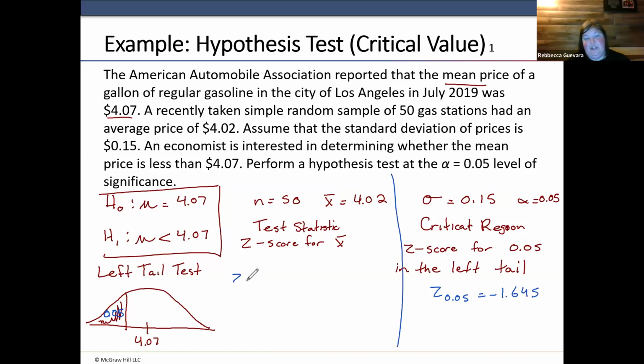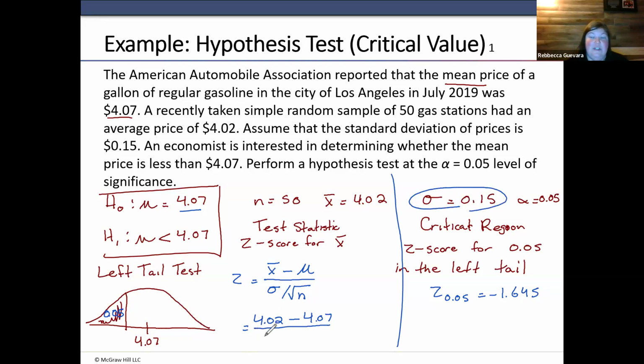So this one here, we just need to figure out the z-score. And what we need to do is take the mean from the sample, subtract the mean from our hypothesis test, and then divide by sigma, which is divided by the square root of n. So for us, it's going to be 4.02, because that is what is claimed from the sample. Let me write that again, because that was a little sloppy. 4.02 minus what is claimed in the hypothesis test, which is 4.07, divided by my standard deviation.